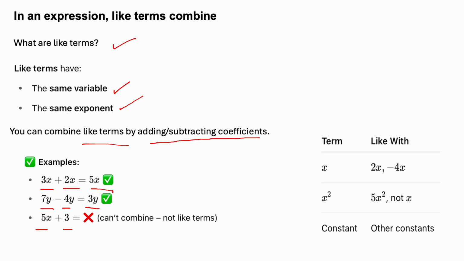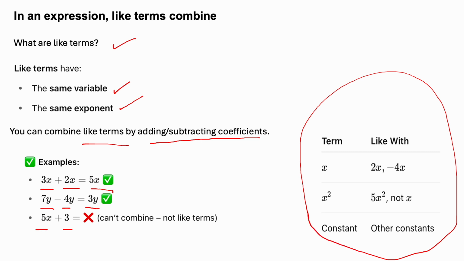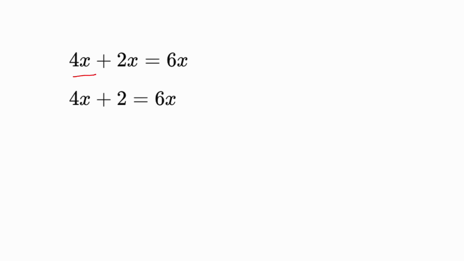So, again you can see in this table I have put like terms. Suppose you have a term x, then it is like 2x or minus 4x. x square is like 5x square, but not like x. All the constants are like other constants. You can add the constants. Suppose you have 4x plus 2x, you can write 6x. But suppose somebody does 4x plus 2 equals 6x, that will be wrong.